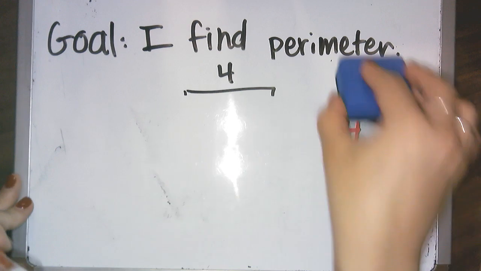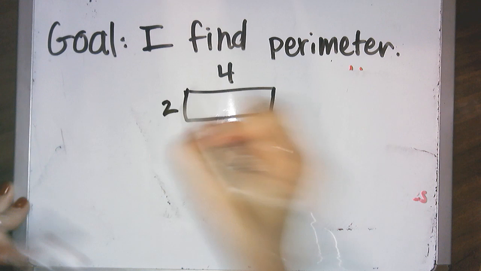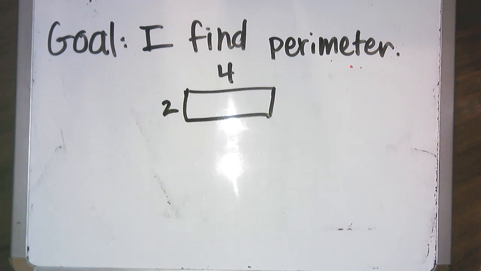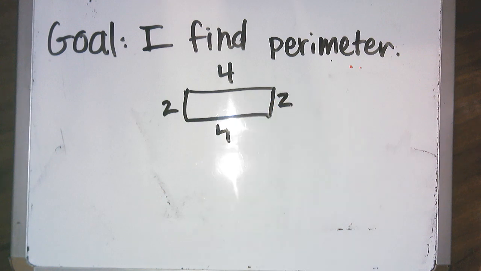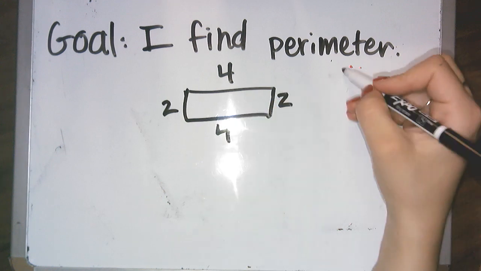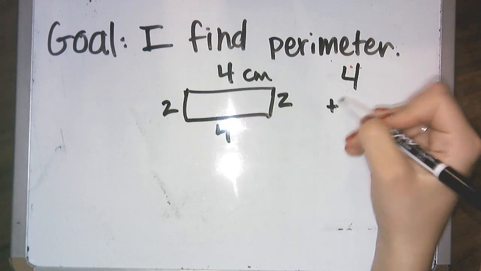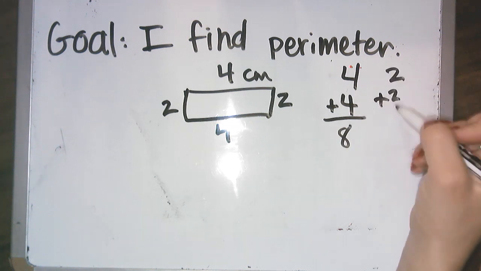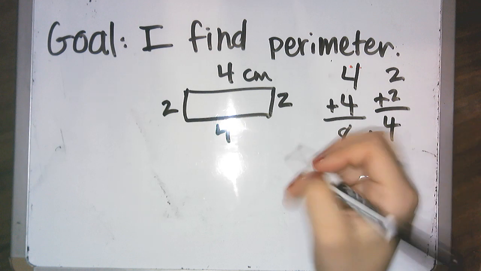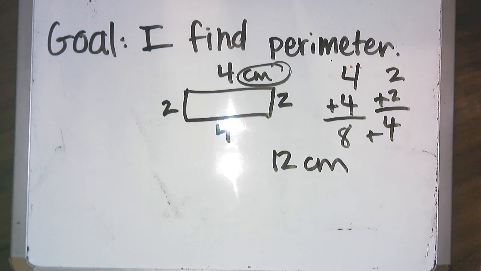What if we had a rectangle? And maybe we had something that was 4 by 2. And again, being the smart mathematician that you were, you knew that because it was a rectangle, the opposite side was the same. And then you added them all up. So you did 4 plus 4 and got 8. And then you did 2 plus 2 and got 4. Then you added them together and you got 12. And our units were centimeters, so we'll put centimeters. Now, that's what we were doing.